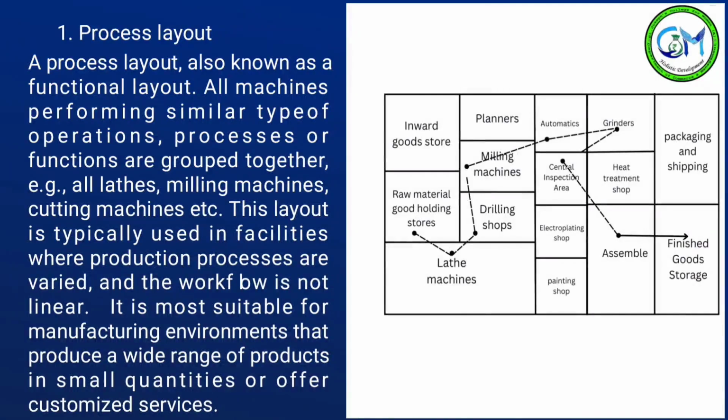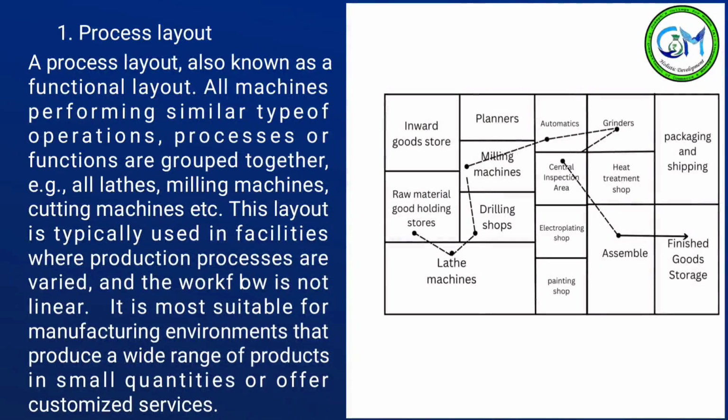So in this chart, we see the flow of materials from raw material to the lathe machine. After completing the machine operations, it passes to the drilling shop. After everything is completed there, the goods pass to milling machines. After milling works are done, the automatics and grinding works are done, then it goes to quality inspection, the central inspection area.